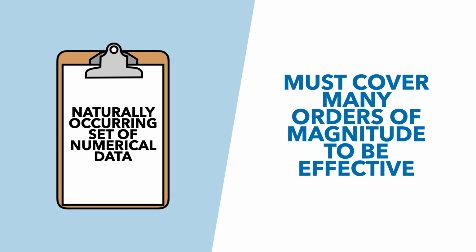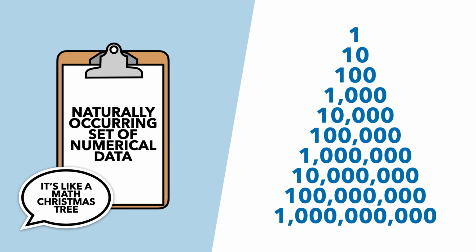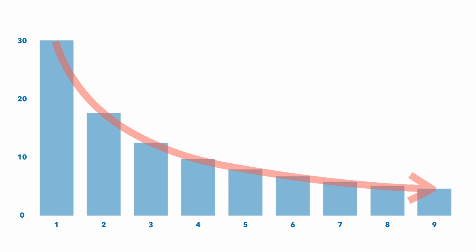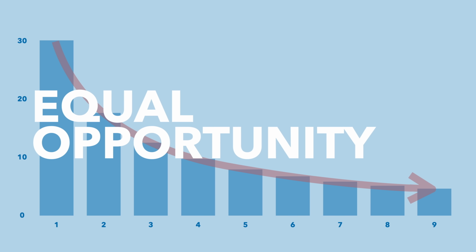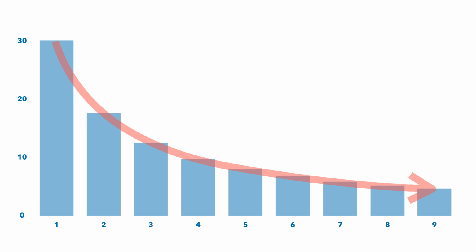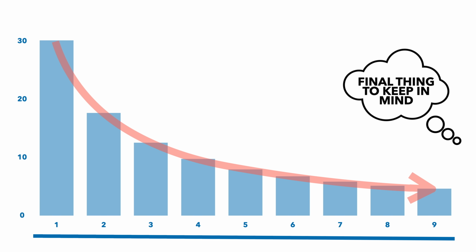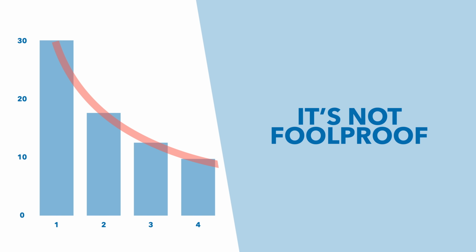The law has to cover orders of magnitude, in other words powers of 10, for it to be most effective, and there are a few other things you have to remember when applying Benford's Law. First, as with many things, larger sample sizes work better. Secondly, it needs the principle of equal opportunity. Basically, in a set of data, all numbers from 1 to 5 need to be equally able to be the leading digit. And finally, you have to keep in mind that Benford's Law does not and cannot confirm or reject whatever you're applying it to. It's not foolproof.